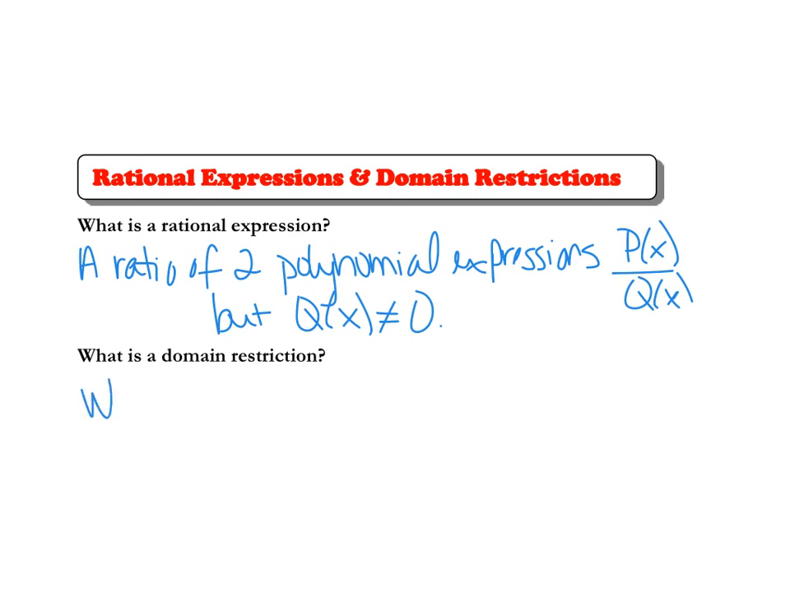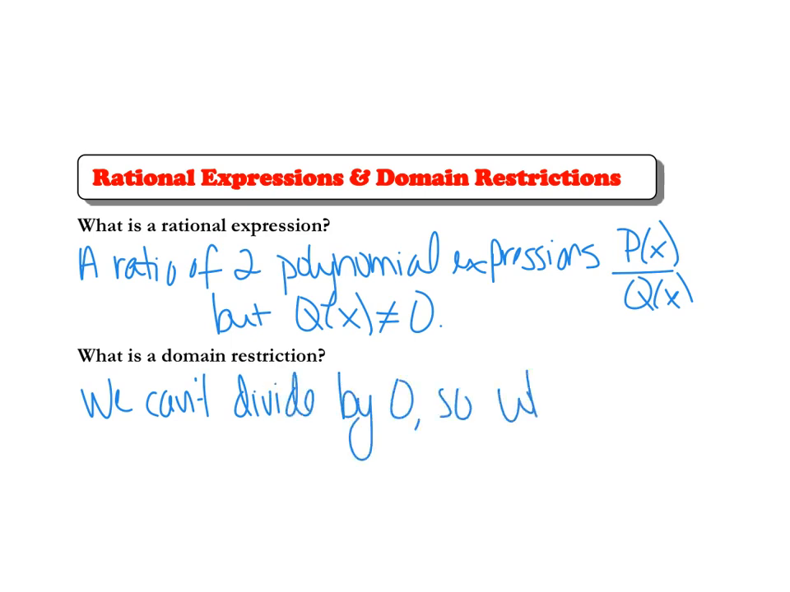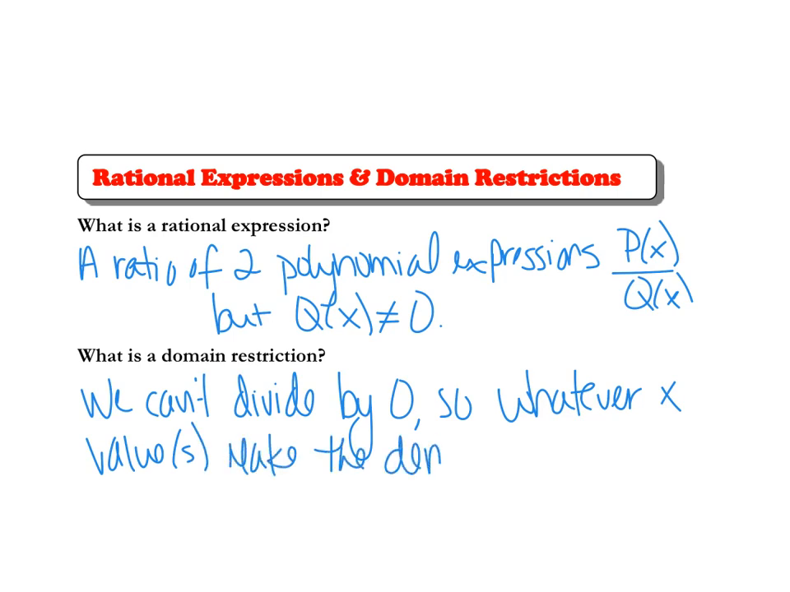So we can't divide by 0. Whatever x value or values make the denominator equal to 0 would be considered a domain restriction.